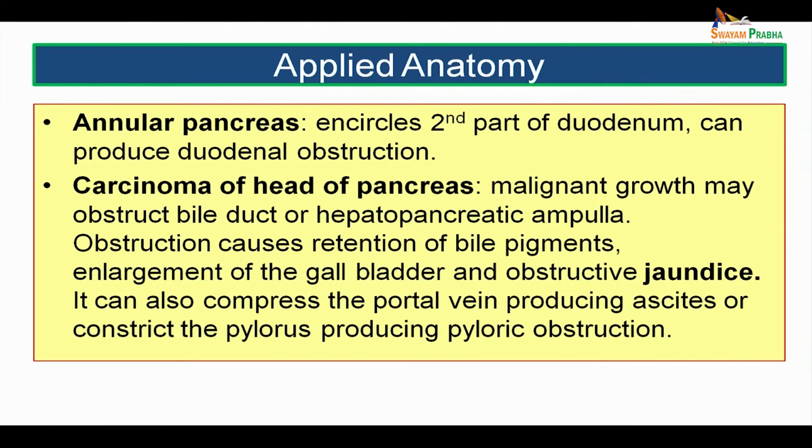It will then compress the portal vein, producing signs of ascites, or collection of fluid in the peritoneal cavity. It may also constrict the pylorus, producing pyloric obstruction. So, thus it explains the various symptoms which were seen in the case scenario of carcinoma of the head of the pancreas.